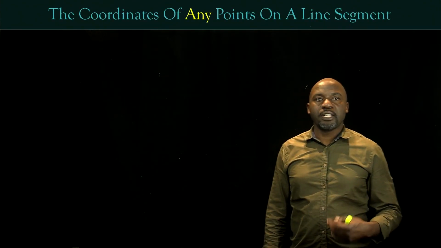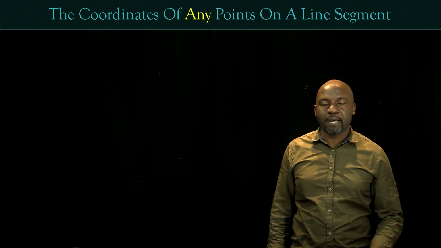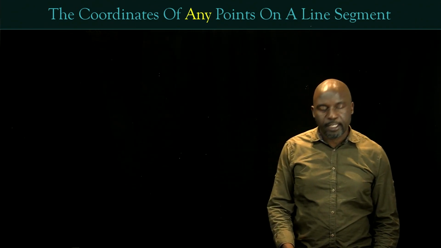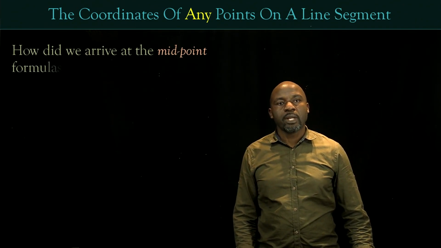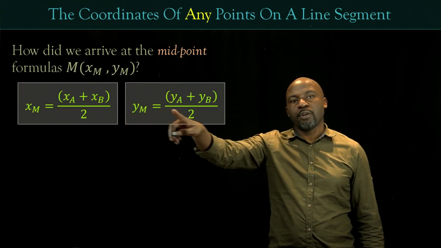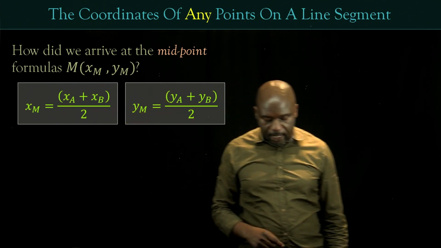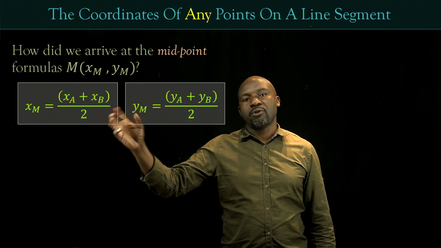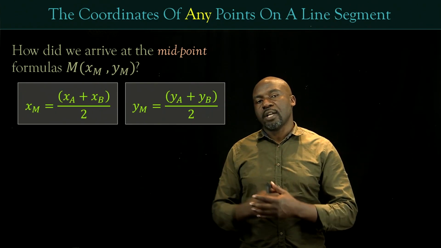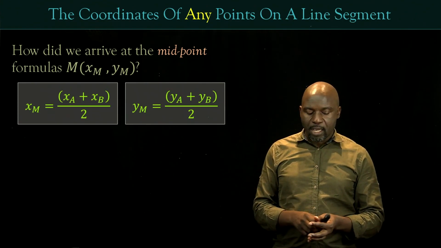We want to find the coordinates of any point on a line segment. We've learned how to determine the coordinates of the midpoint of a line segment, but what if that point is not the midpoint? Okay? In order for us to do this, we need to understand how these formulas come about. These are the formulas for looking for the midpoint. How do we arrive at these formulas to use them to determine the midpoint of a line segment? If we can understand where these formulas came from, then it becomes easier to understand how to find the coordinates of any point on the line segment.